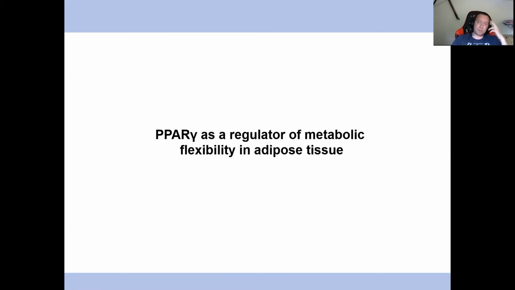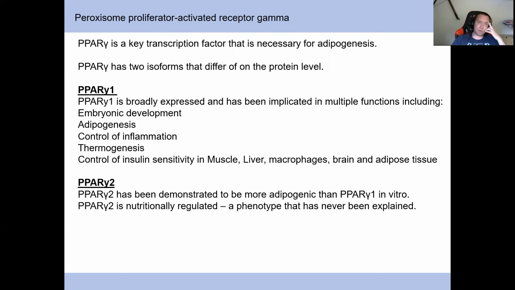So the first gene I'm going to talk about implicated in this is PPAR gamma. And PPAR gamma is a regulator of metabolic flexibility in adipose tissue. So peroxisome proliferator activated receptor gamma, PPAR gamma, is a key transcription factor. It's necessary for adipogenesis, and it has two isoforms that differ on the protein level. Gamma-1 is broadly expressed and is implicated in loads of different functions. It's necessary for embryonic development. It's implicated in adipogenesis. It's implicated in inflammation, thermogenesis, and control of insulin sensitivity.